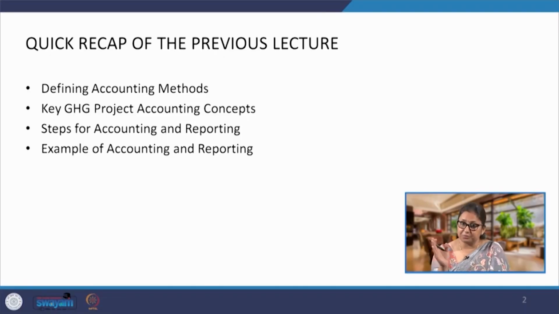the recap of the previous lecture, we looked at the different approaches to accounting methods, their definitions, and then we looked at the GHG project accounting concept, a lot of key concepts we looked at. Then we went through the steps for accounting and reporting for different standards and different types of products and activities, and finally we looked at examples of accounting and reporting, very small scale examples though.